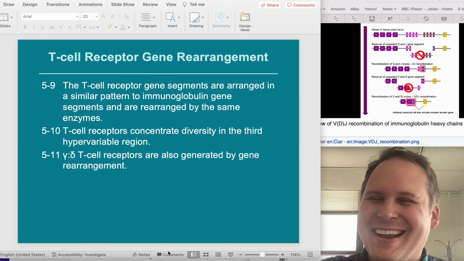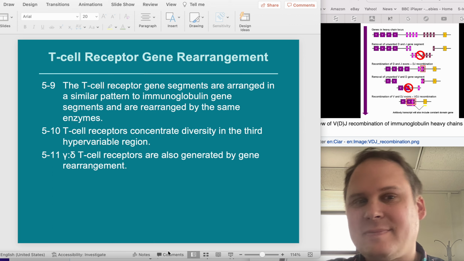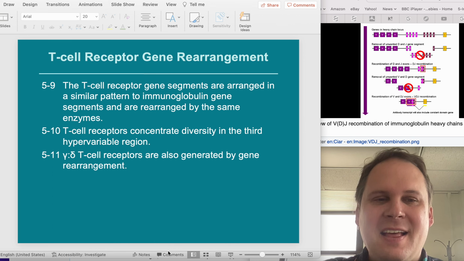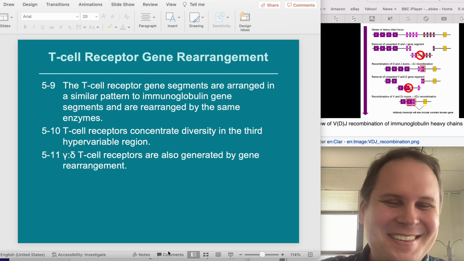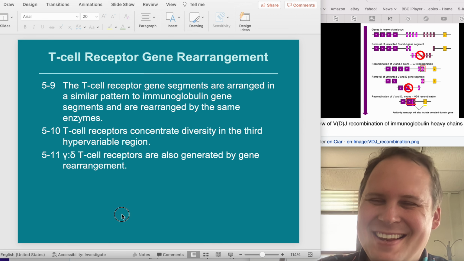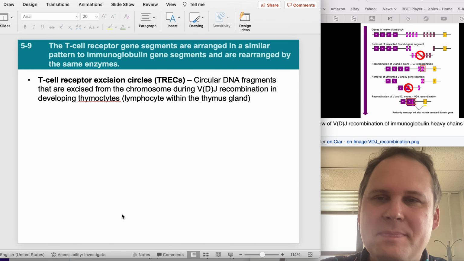All right. So that thing we just looked at, that was how B cells rearrange their DNA to make antibodies. You want to bet how different the process is for making T cells? Don't bet much, because it's not very different. Not very different at all.